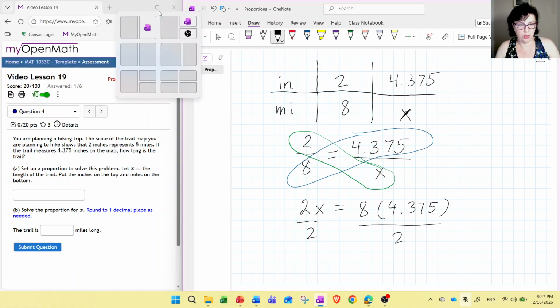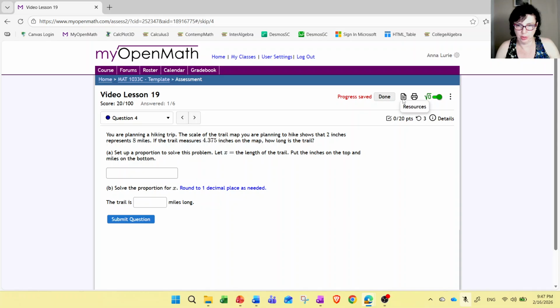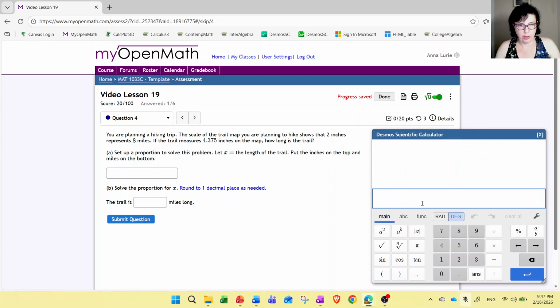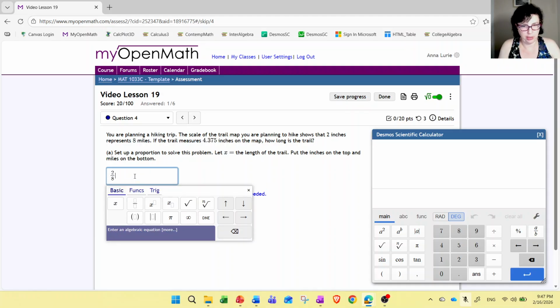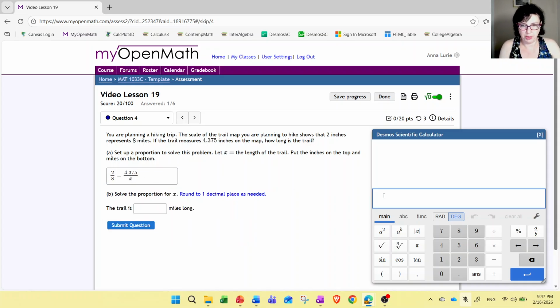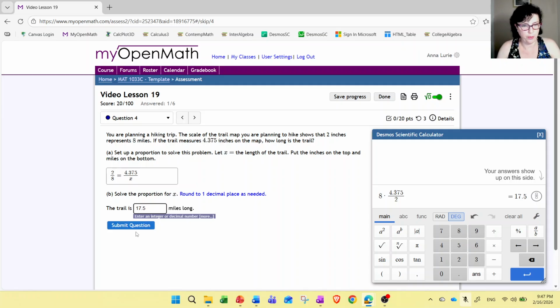Now let me go ahead and open the calculator here so I can compute it. All right, so first of all, let me just again set up the proportion here, which is what we already did. And so we're going to multiply 8 by 4.375 and then divide it by 2. So that should be 17.5 miles long.